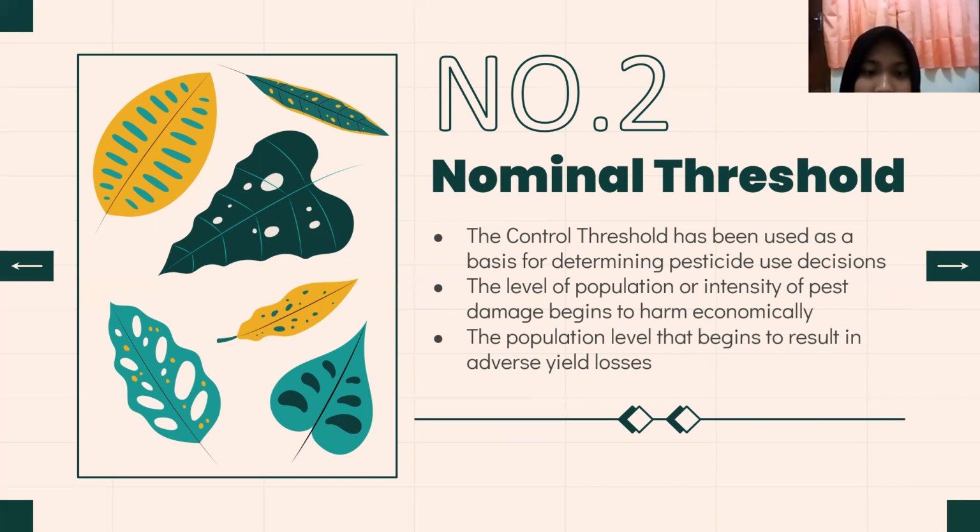Second, based on empirical data, information can be obtained about the population level or the intensity of pest damage starting to harm economically.